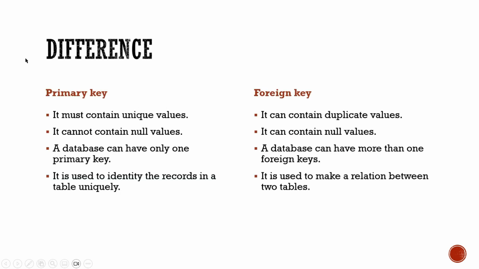Again, in the interview they will ask you the question: what is the difference between primary and foreign key? A primary key must contain unique values. It cannot contain null values. A table can have only one primary key, and it is used to identify the records in the table uniquely. A foreign key can contain duplicate values. It can contain null values. A table can have more than one foreign key, and it is used to make a relation between two tables. That we call a foreign key.